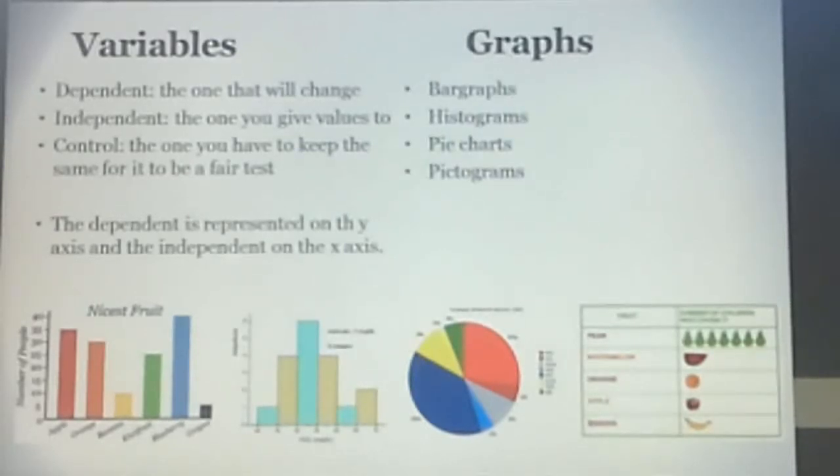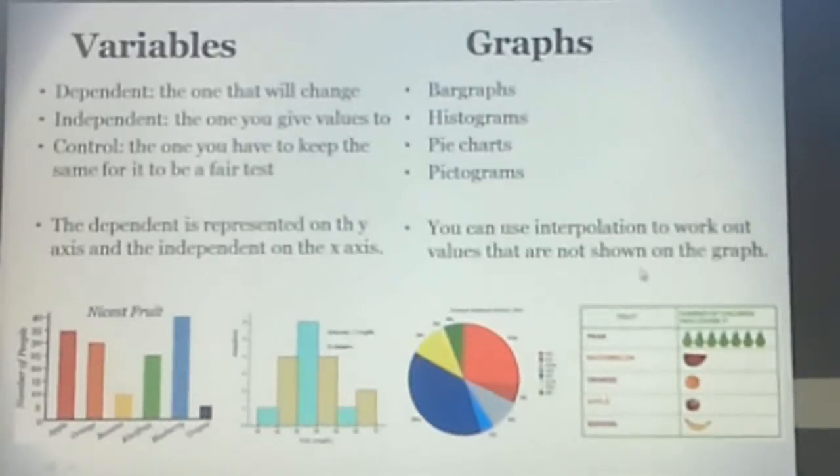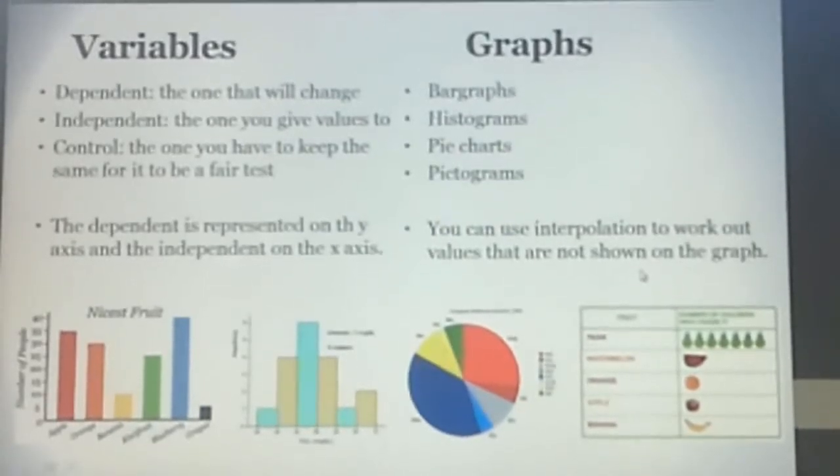Then there are four types of graphs, which are bar graphs, histograms, pie charts and pictograms. The first one here is a bar graph. The following one is a histogram, then the circle one is a pie chart, and finally the last one is a pictogram. You can use interpolation to work out values that are not shown on, like, bar graphs or scatter graphs.